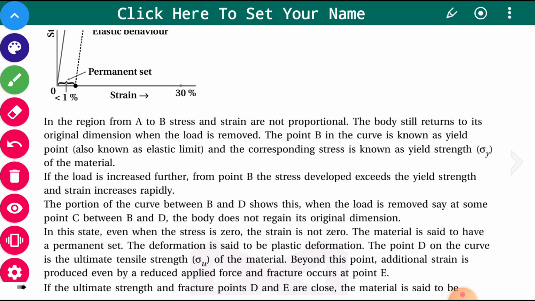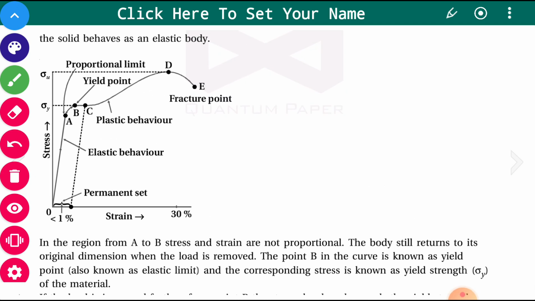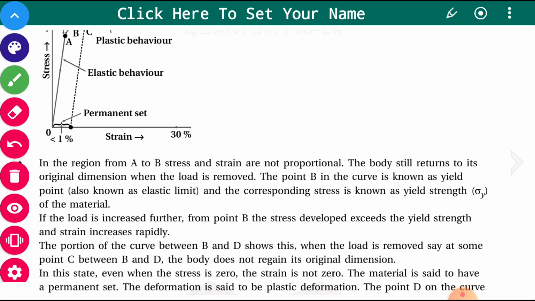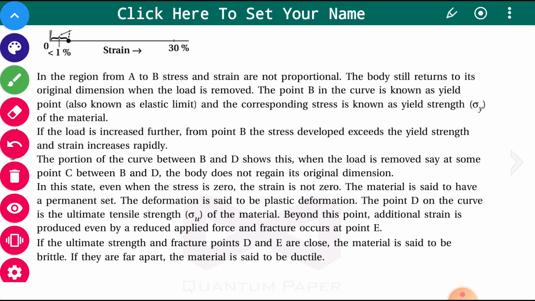If the load is increased further from point B, the stress developed exceeds the yield strength and strain increases rapidly, meaning a change in length will be seen, and more stress is developed. The portion of the curve between B and D shows this.